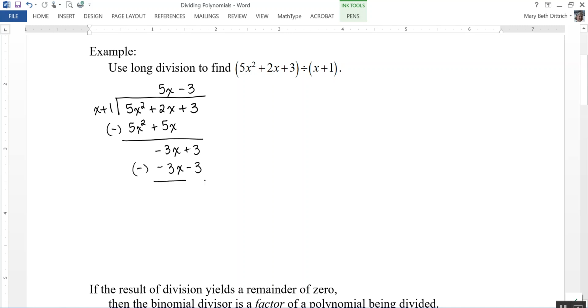And I want to subtract. Negative 3x minus a negative 3x is 0. 3 minus a negative 3 gives me a positive 6. Nothing left to bring down, so that's my remainder. Now, that's going to be plus 6 divided by what I was dividing by, x plus 1. So my solution is 5x minus 3 plus 6 over x plus 1.